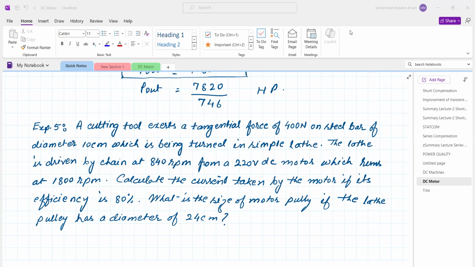Yes, welcome to electrical machine lecture. Continue with the previous topic, that is armature torque. Already we have discussed 2 or 3 examples.